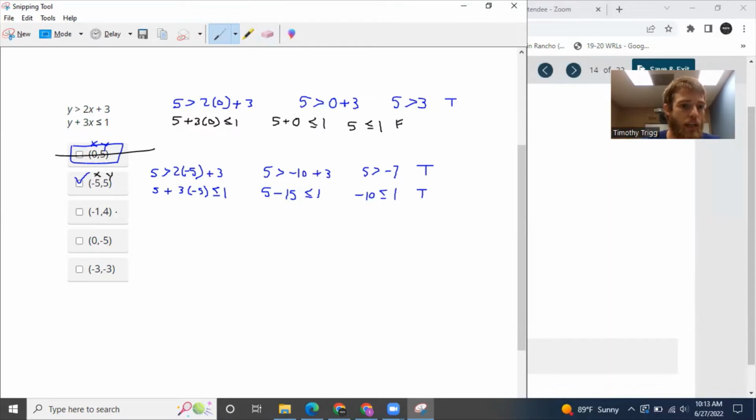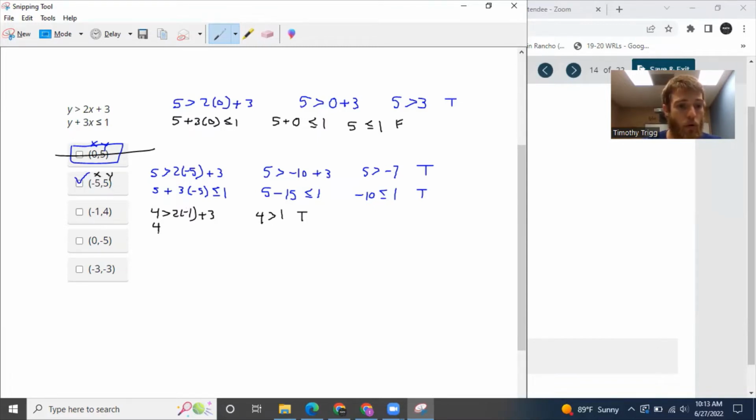Okay, checking the next point, replace the x with negative 1 and the y with 4. So first inequality says 4 is greater than 2 times negative 1 plus 3. 2 times negative 1 is negative 2. Negative 2 plus 3 is 1. 4 is greater than 1. Yes, that's true.